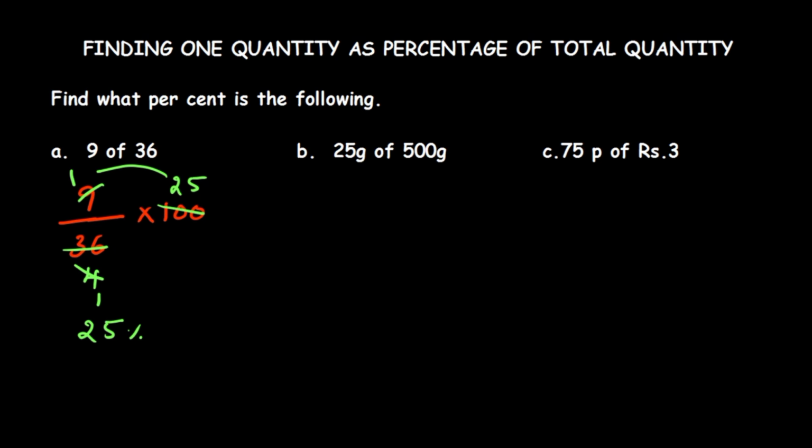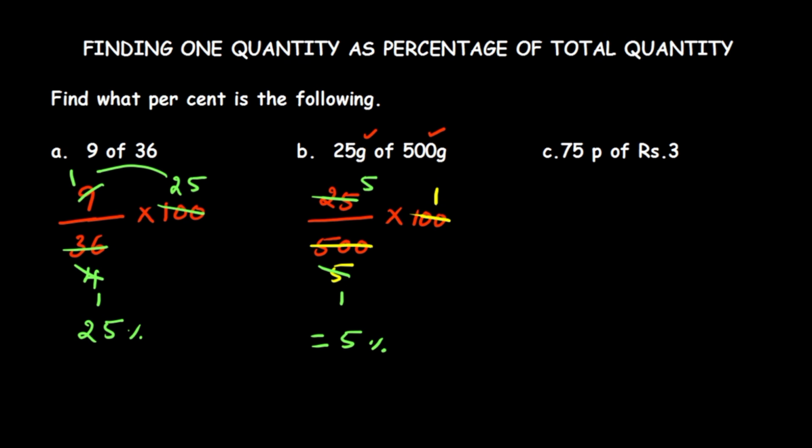Similarly, the next one is 25 grams of 500 grams. What is the percentage of this one? Just take 25 divided by 500 and multiply by 100. So this 100 once and 100 five times will get cancelled. Now we cancel again by the 5 table: 5 ones and 5 fives will be cancelled. The answer is 5%. So 25 grams of 500 grams is just 5%.